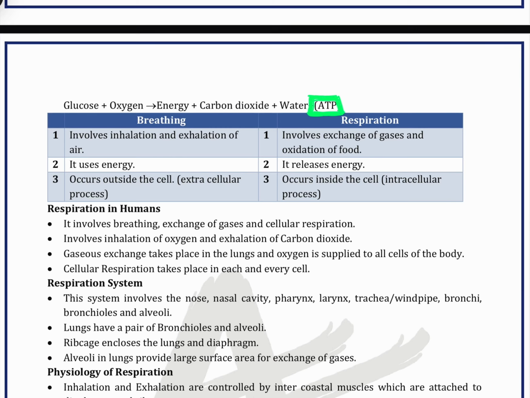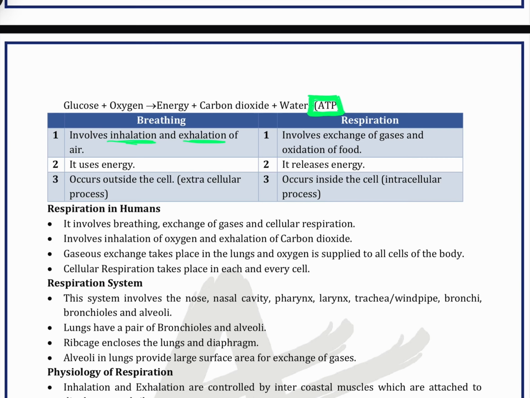Then seeing the differentiation between breathing and respiration. First, breathing involves inhalation and exhalation of air. The process by which we inhale, take in air, and exhale, breathe out air, is known as breathing. And respiration involves exchange of gases and oxidation of food. In the process of respiration, the air which we take in is used for oxidation of food and various purposes. Second is energy use: breathing requires energy, whereas respiration releases energy.